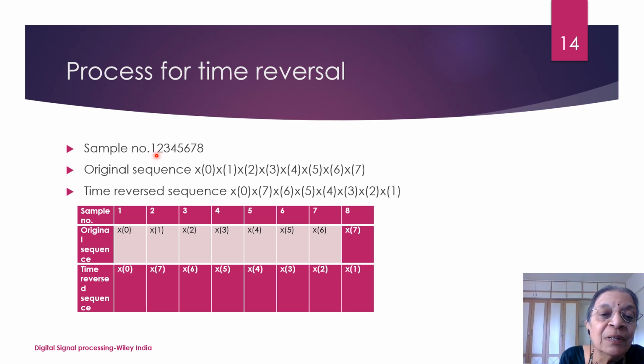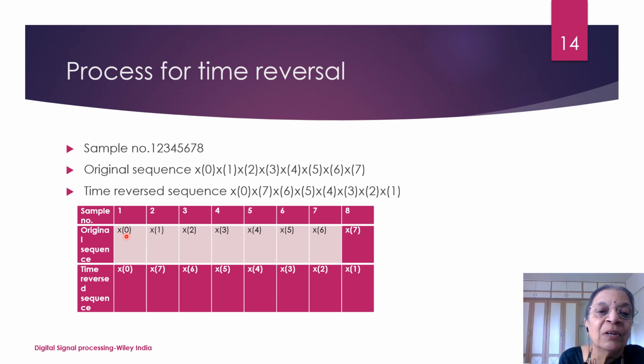So let us say these are the sample values 1, 2, 3, 4, 5, 6, 7, 8. These are the sample values that are considered. Now the original sequence is x0, x1, x2, etc. up to x7. Now how will the time reverse sequence occur? What is the time reverse sequence? X0 will be kept as it is. X7 will take the value of x1. X6 will come here, then x5, then x4, then x3, then x2, and then x1. This is how the time reversal takes place.